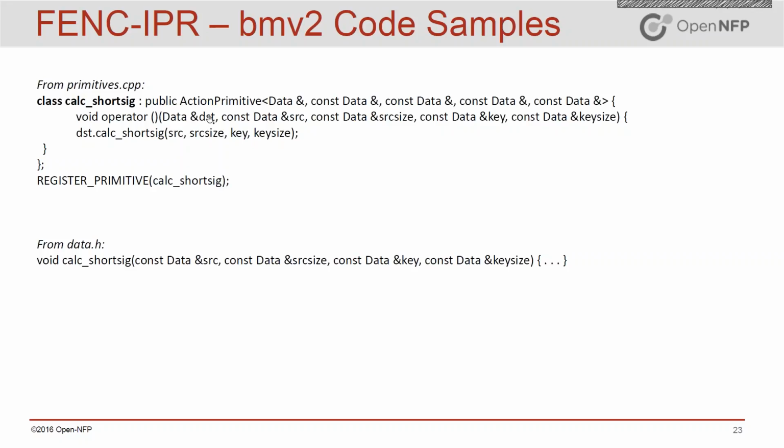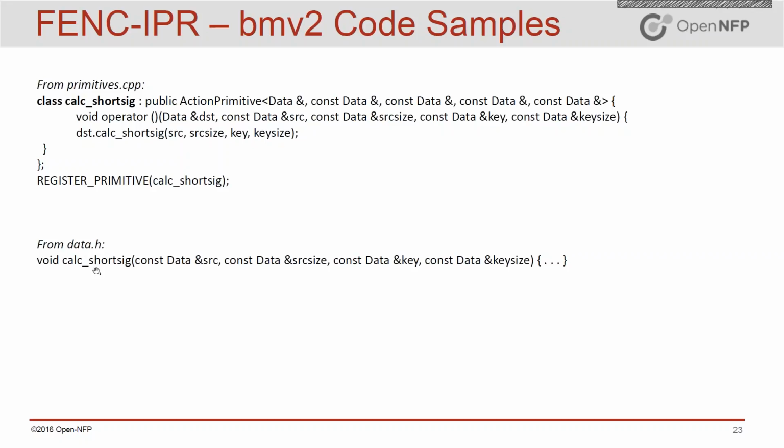Here's the destination, that's the destination variable we're going to put the information into. The source information, the source size, the key size. And the way BMV2 is set up, since dest is a data type, we can calculate the short sig and put it in that variable by calling dest.calcShortSig with these arguments. Now, the code to actually do that is defined, and it's very long, so I didn't include it here.